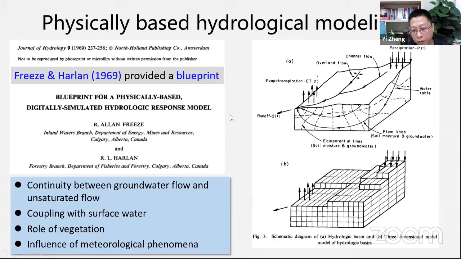Like half a century ago, Freeze and Harlan wrote a very classic paper which provides a blueprint for physically based hydrological models. Some basic features include the continuity between groundwater flow and unsaturated flow, coupling with surface water, emphasis on the role of vegetation, and the consideration of the influence of meteorological phenomena. So this blueprint is really influential. And since then, developing physically based models has been the mainstream in hydrology, although someone would argue that the underlying physics is not rigorous enough yet.